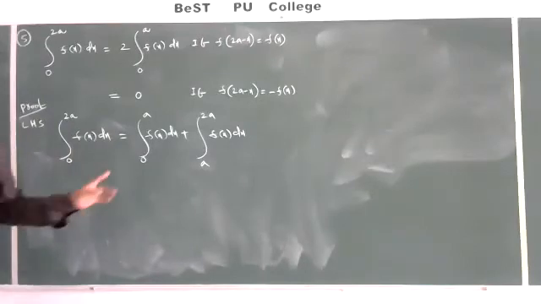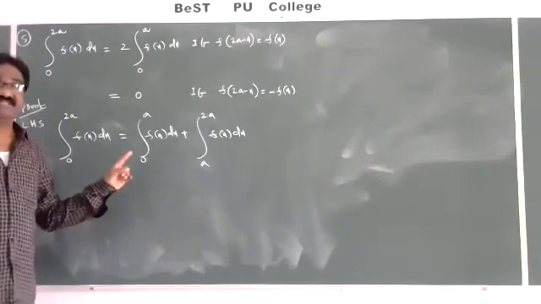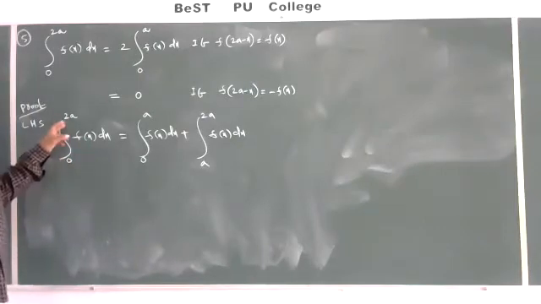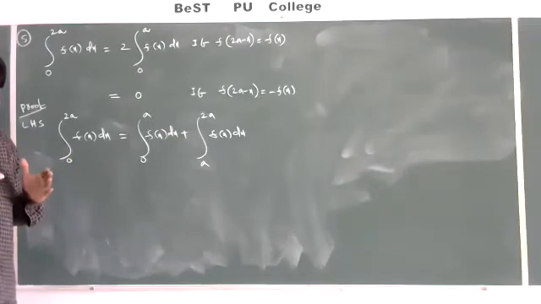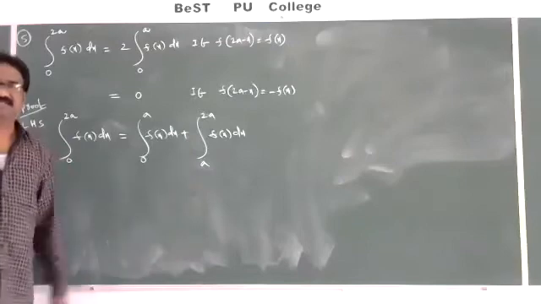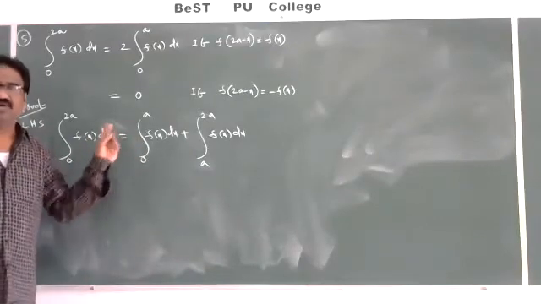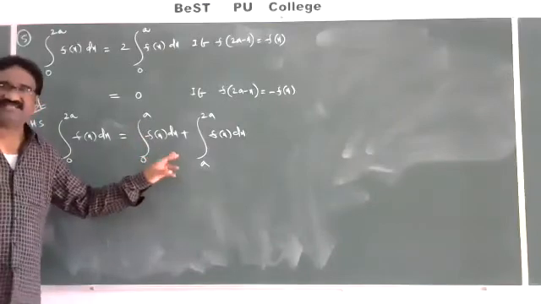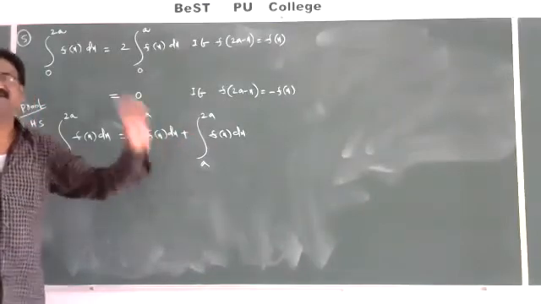I think all of this is understood. Already we discussed the second property. In between the lower limit and upper limit, there is a number, and you can split into two integrals. That number is a. For example, between 0 and 2a we have a. So that's why you write 0 to a f(x) dx plus a to 2a f(x) dx.